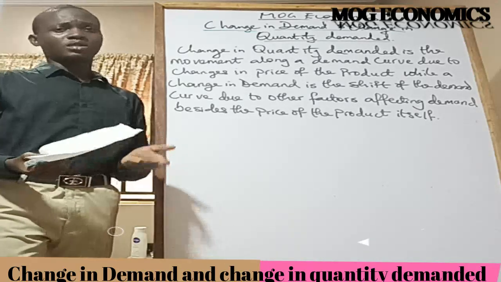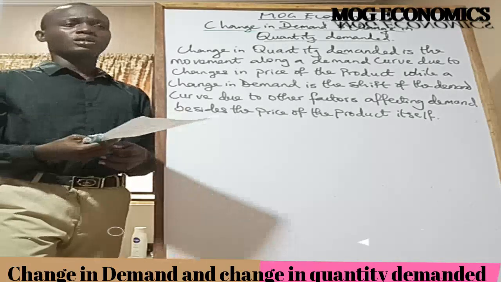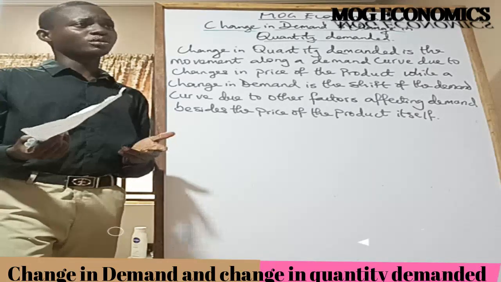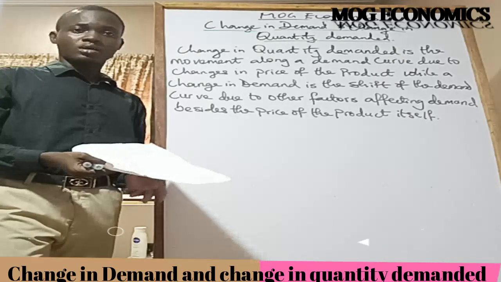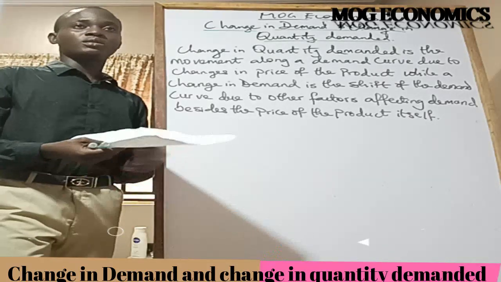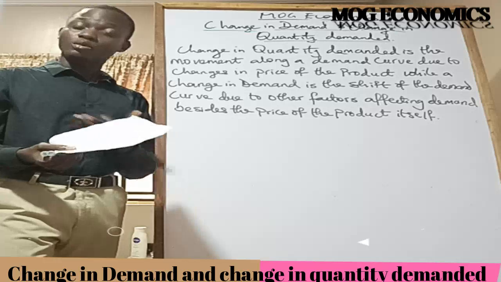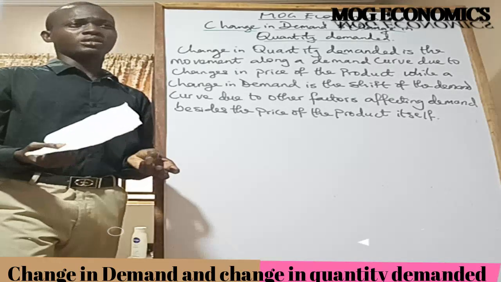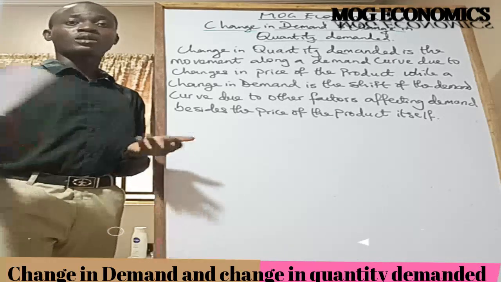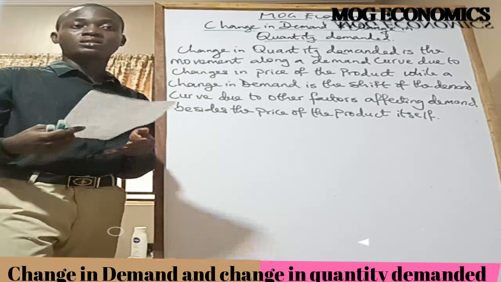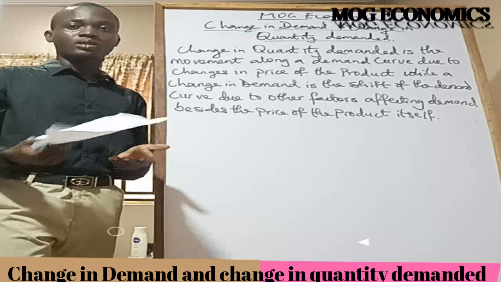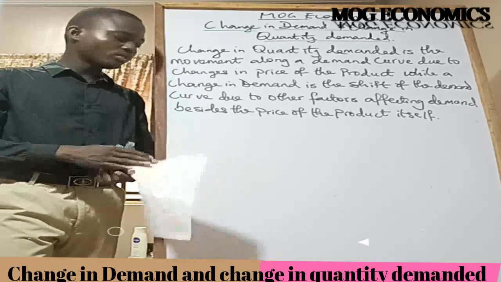So you don't say a change in demand is the movement along a demand curve due to changes in price. I may see that and mark you down if you're marking your script. What you should write is change in the price of the product. Because if you just put change in price, I may assume you mean change in price of other commodities. After all, you didn't specify, right? And there is something like changes in the price of other commodities. So let's be careful, right?